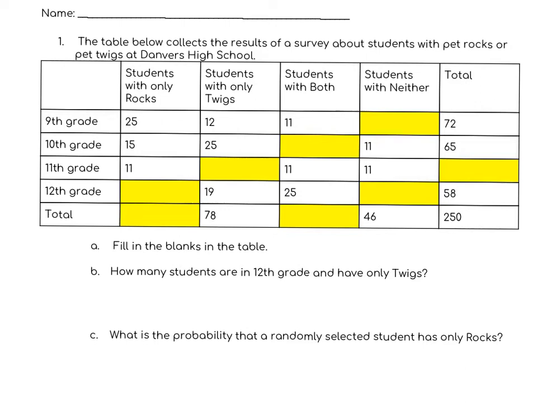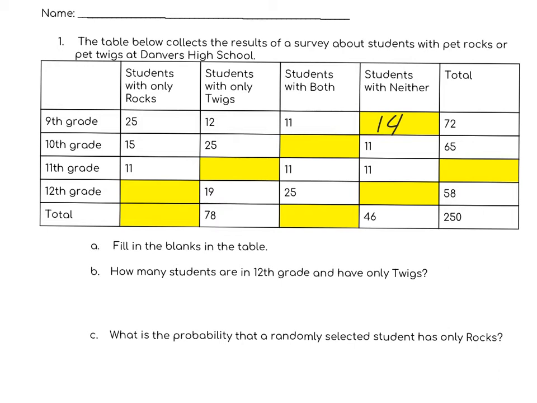First off, we got some two-way tables, and I've got to fill in some blanks in this table. I see that the first row is almost complete. We've got 72 in total. Minus 12 is going to be 60. Minus 25 is going to be 35. Minus 11 would be 14.